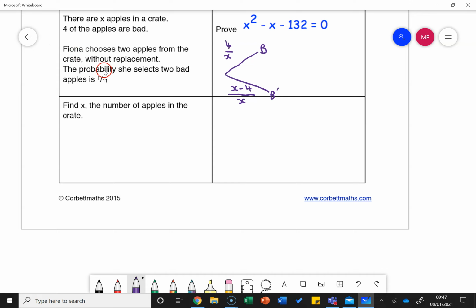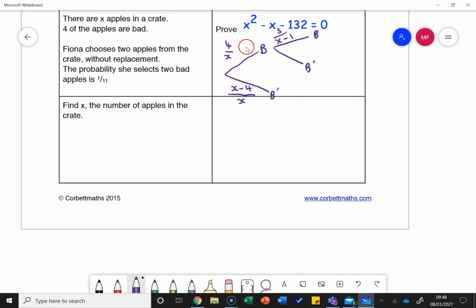Now I'm only interested in 2 bad apples. So I don't worry about this. I don't even need it. So I actually need to go along up here. Okay, I want another bad apple. So this b dash down here, this not bad, I'm not even going to bother to explore it because I don't need it. So I'm up here. So if I've taken out 1 apple, and that was the chance of it, which means if I now am up here, well, if there were 4 bad apples, well now there's only 3 bad apples. But how many apples are left in the crate? Well, there were x, but you've just taken 1 out, so it must be x minus 1.